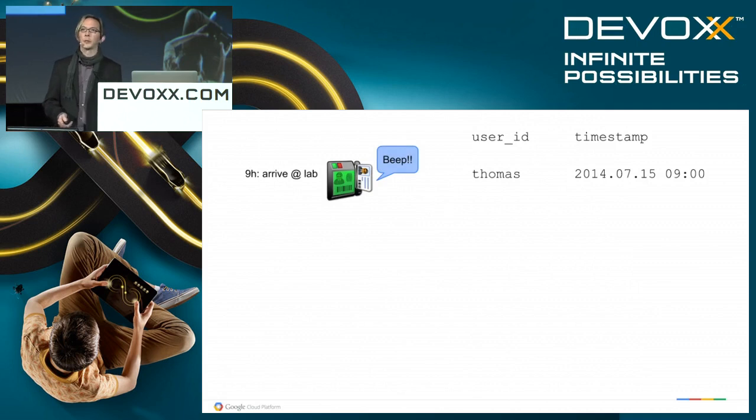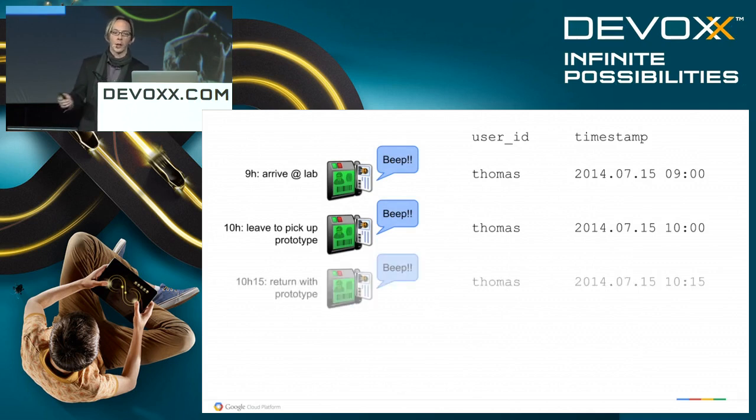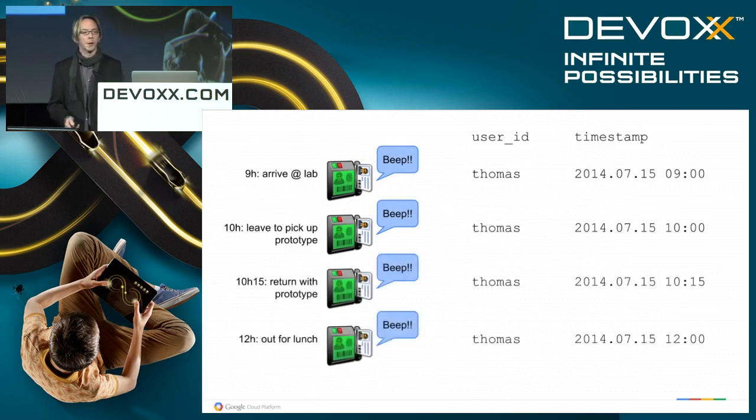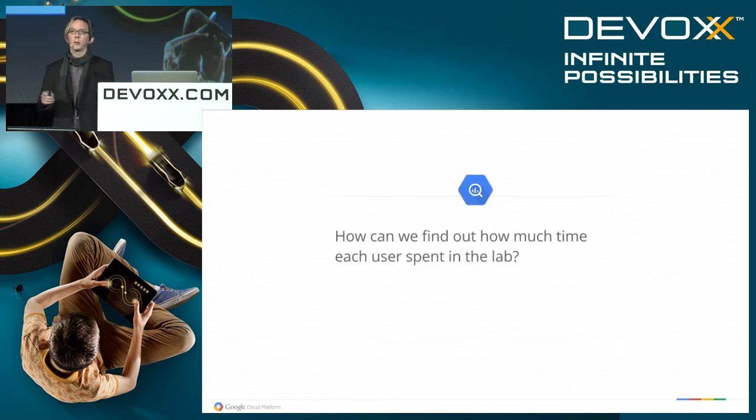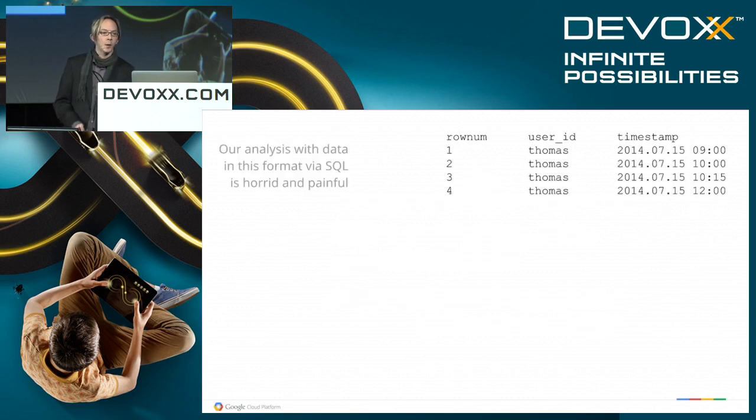User comes into the lab, scans in at 9 o'clock in the morning, we get one row, they leave to go do something, 10 o'clock, we get another row, and so on and so forth throughout the day. Now, the question that I want to ask is how much time did each user spend in the lab in total, where we have this shape of data where every action is represented as a discrete row? So who here has had to do analysis on this type of data or data with this shape before? How'd it work out for you?